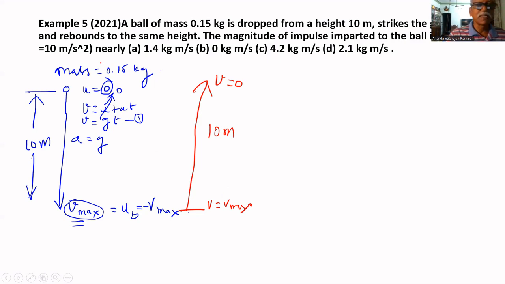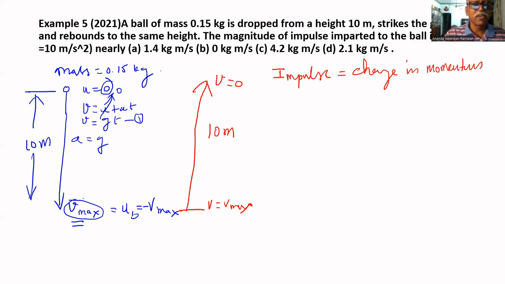Impulse equal to change of momentum. An example for impulse is a hammer blow. If you use a hammer to give a blow on any mass, that is called impulse. How to find impulse here? Impulse equal to change in momentum. That is called impulse.